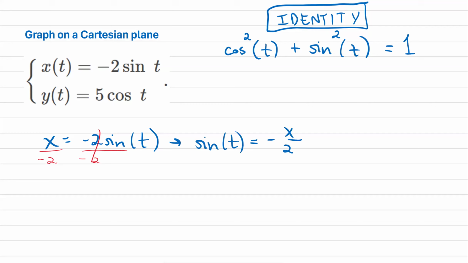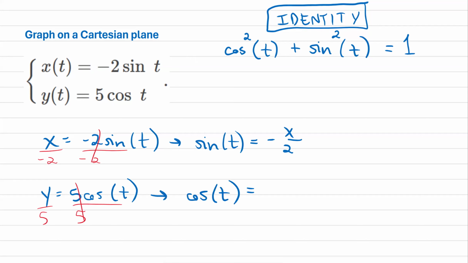Great. Now the second function was y equals 5 cosine of t. I'm going to divide out the 5 so that I have cosine by itself. And that would equal y over 5. Great. Let's bring these together, all together in that identity.